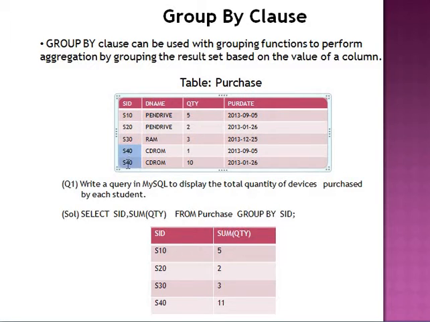Only the student with ID as S40 purchases the device CD-ROM on 2 different dates. In one of these dates, he has purchased the quantity CD-ROM only 1 number, and on the other date he has purchased the quantity CD-ROM 10 numbers. So both these will be added up, 10 plus 1, which shows 11 as the total quantity of devices purchased for the student bearing the ID as S40.